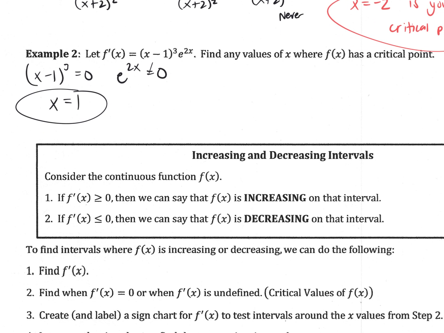Okay, this increasing and decreasing intervals is exactly what we wrote on the previous page. It says if we have a derivative that is greater than 0, it is increasing on the interval for our function. If it is negative, then it is decreasing on the interval of our function.